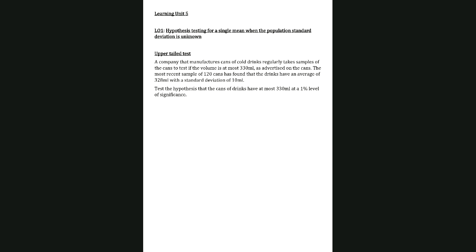So as we had said here, remember your null and alternate hypotheses. Your null said that it was less than or equal to 330 mLs. Your alternate said that it would be greater than 330. We drew up your bell-shaped curve. We know that this is your region of acceptance. This is your region of rejection.